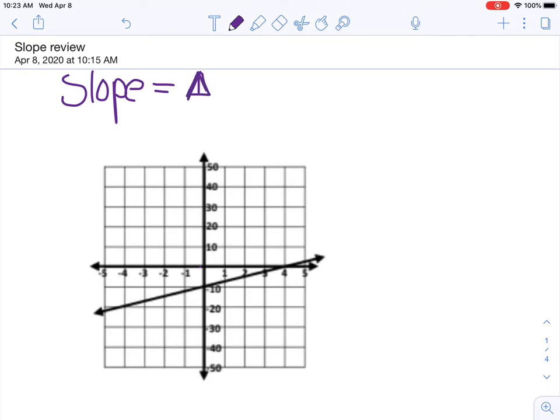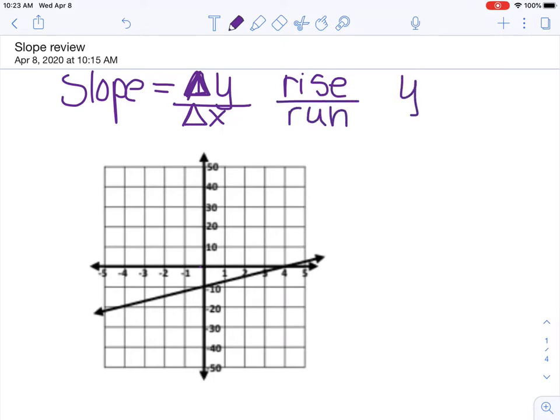So I like to do this little triangle. Change in y divided by the change in x represents our slope. Or another way we could write it is rise over run. Or the formula, which is y2 minus y1 divided by x2 minus x1. The difference in the y's is your change in y, and then the change in the x is represented by the difference in the x's, subtracting the x values.